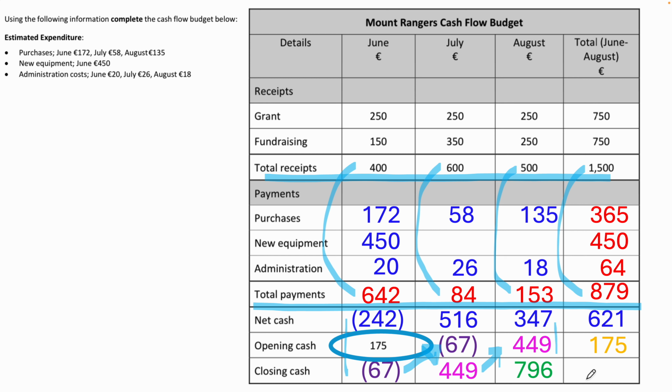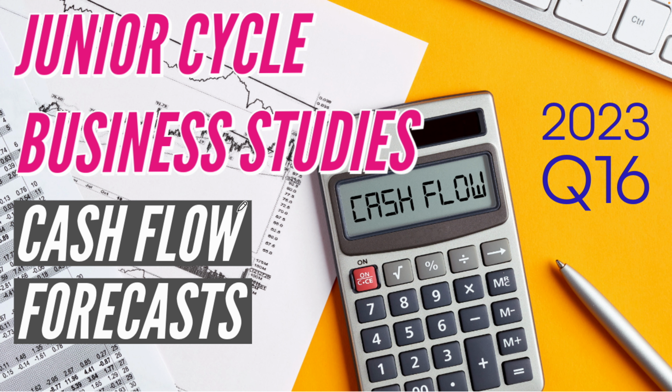347 plus 449 gives me 796, and then 621 plus 175 gives me 796 as well. So my closing cash in August is also my closing for the total period. So 796 there as well. So that is the cash flow budget from the 2023 Junior Cycle Business Studies paper complete.